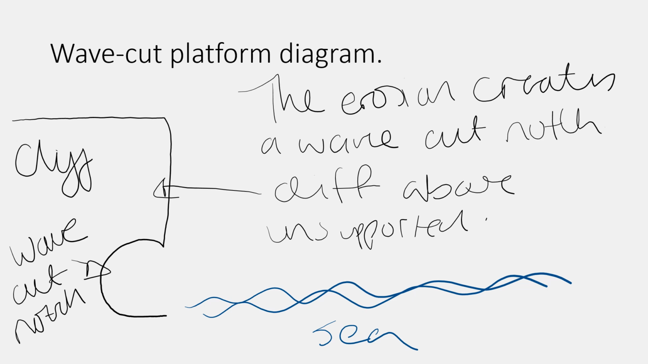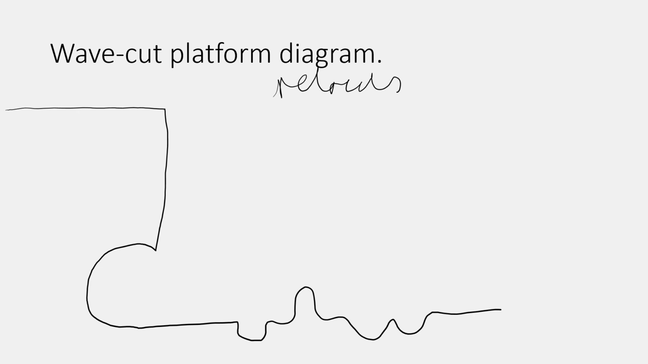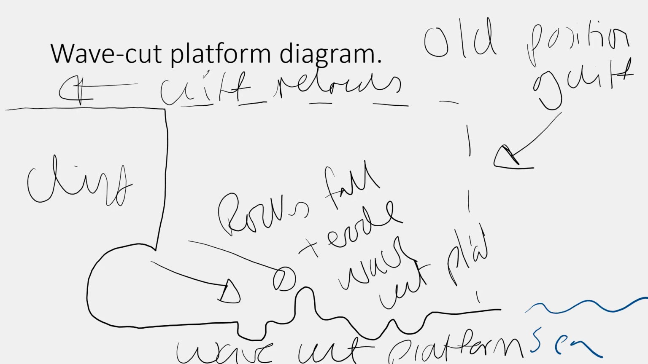So what's going to happen is gravity is going to take place, and the cliff that's here is unsupported, it's going to collapse down like so. So let's have a look at the final diagram. We've got our cliff, and at the base of it I've now got a wave-cut platform because it's really uneven. And the sea. So there we go.